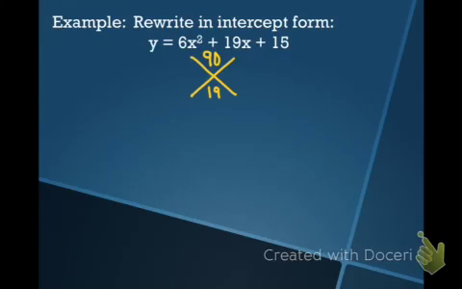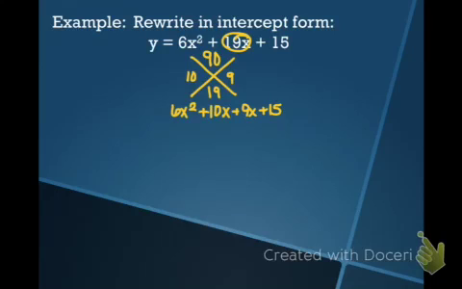You're going to have to think on this for a little bit. What multiplies to 90 and adds to 19, and I come up with 10 and 9. 10 times 9 is 90. 10 plus 9 is 19. Okay? So now we're going to break up and combine my middle term. So I have 6x squared plus 10x plus 9x plus 15.